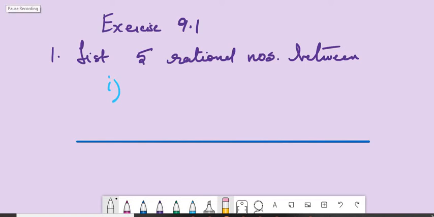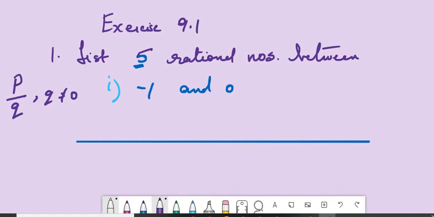Hello everyone. The first task given to us in rational numbers is to list 5 rational numbers in between -1 and 0. Now what are rational numbers? Rational numbers are those numbers that can be expressed in the form P by Q, where Q is not equal to 0 and P, Q are integers. So these are rational numbers.